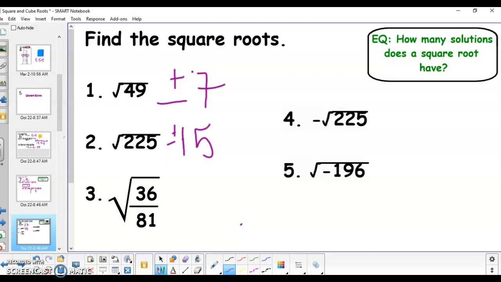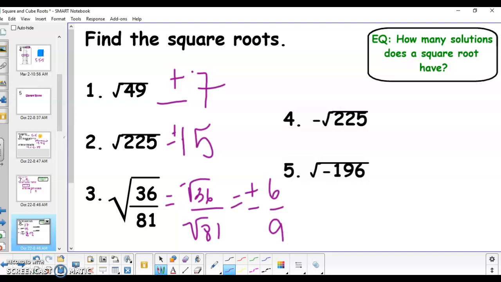What about number 3? I see it as a fraction. So this could be written as the square root of 36 divided by the square root of 81. What is the square root of 36? 6 and negative 6. What is the square root of 81? 9 and negative 9. Therefore, and I'm sorry, that's a little messy, it is plus or minus 6 divided by 9.